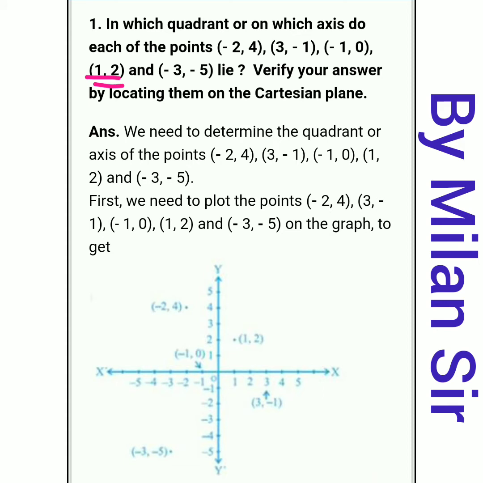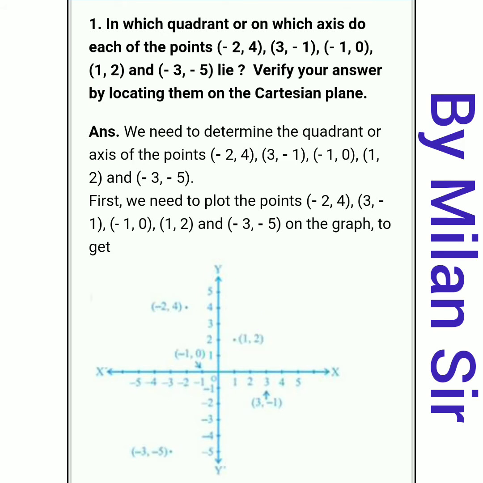Then we have 1, 2. First of all, 1 on the x-axis and 2 on the y-axis. Now draw the vertical and horizontal lines. So this is our intersection point 1, 2. This point lies in the first quadrant. Okay, this is the first quadrant, so we can say that this point lies in the first quadrant.